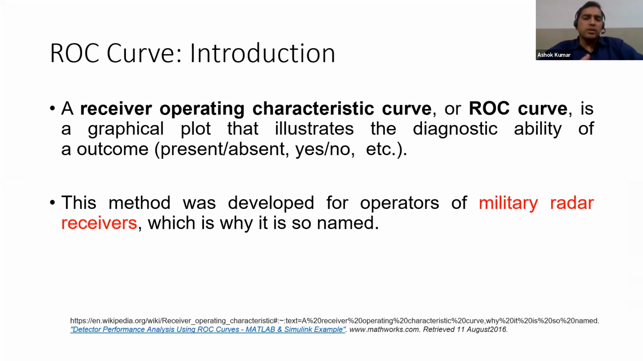Now, ROC curve introduction, first of all. A receiver operating characteristic curve, or ROC curve, is a graphical plot. We make a graph in this that illustrates the diagnostic ability of an outcome, for example present, absent, yes, no, etc. Disease present, disease absent, and the event absent or present. This method was developed for the first time for operators of military radar receivers, which is why it is named the receiver operating characteristic curve.